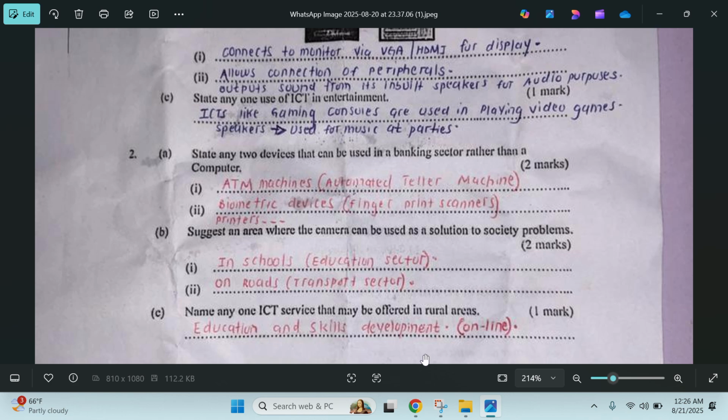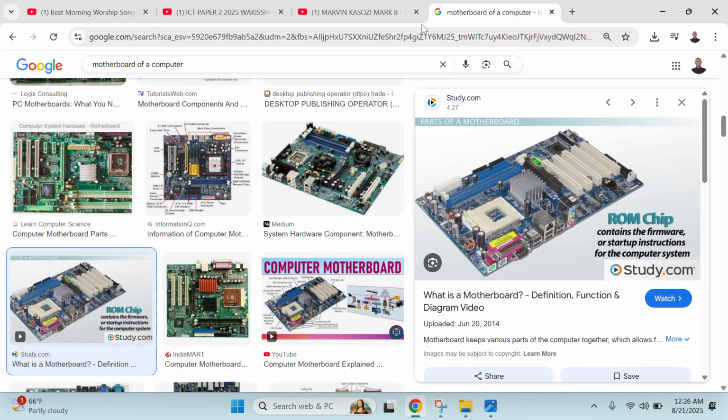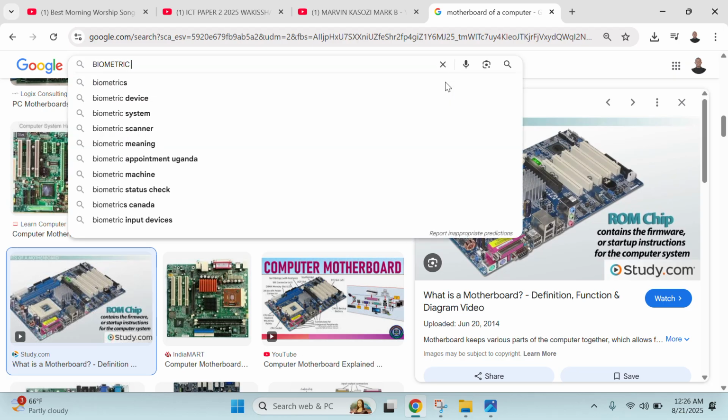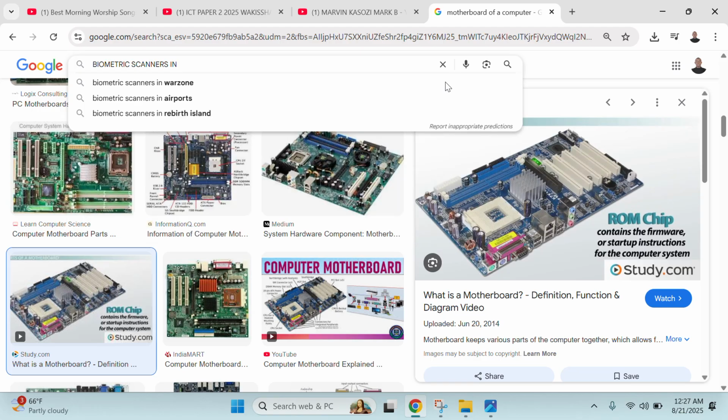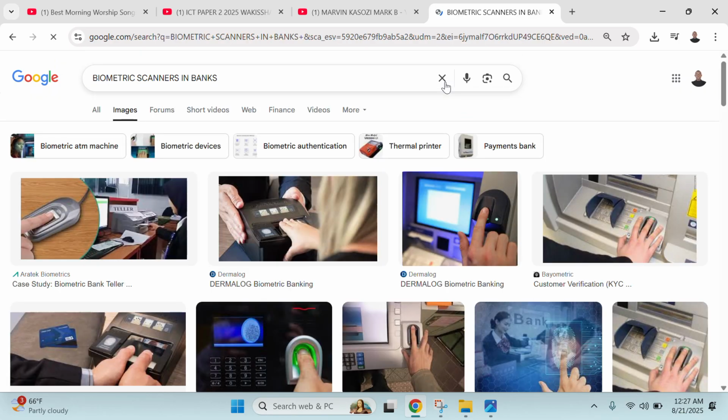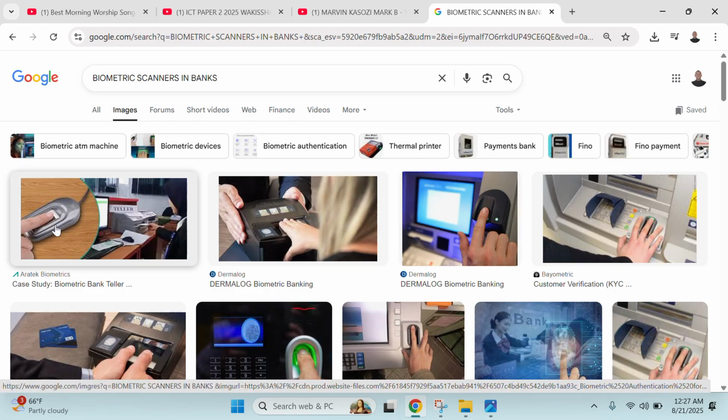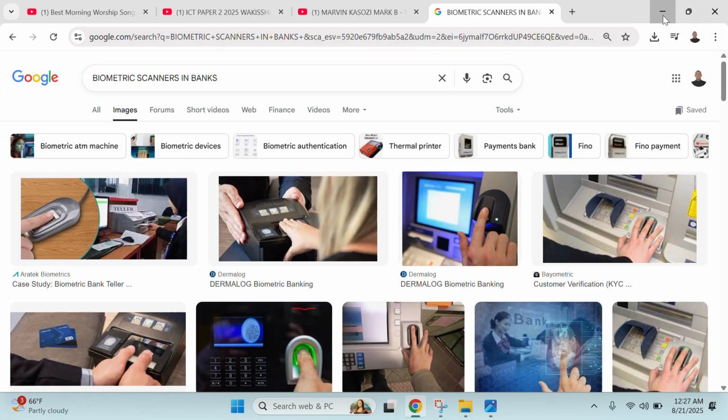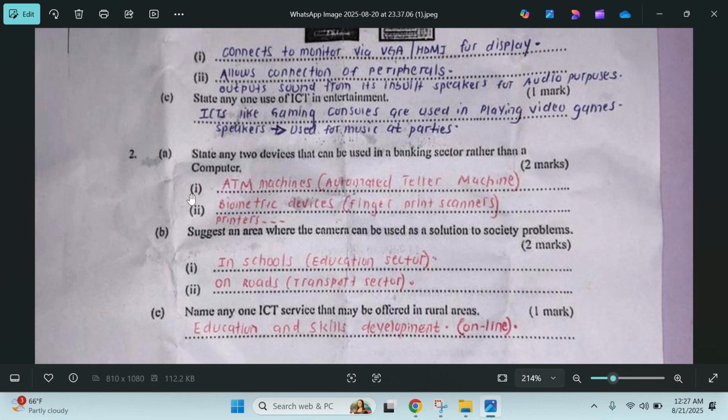Now these biometric scanners, if I can go back to my Google, biometric scanners, I'm talking of something like this, biometric scanners in banks. Yeah, ones where users put their fingers for approval, for security purposes, etc. That was number two, part A.